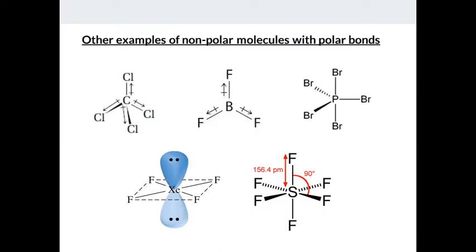There are other examples of non-polar molecules with polar bonds. And these are molecules that have 4 identical bonds arranged tetrahedrally, 3 identical bonds arranged in a trigonal planar arrangement, 5 equivalent bonds arranged in a trigonal bipyramidal arrangement, 4 bonds and 2 lone pairs such that the 4 bonds are arranged in a square planar arrangement, and 6 covalent bonds arranged in an octahedral arrangement.